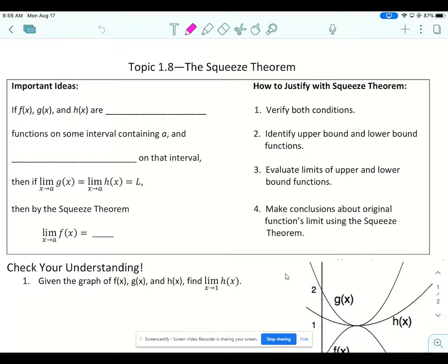In this lesson, we're going to talk about the squeeze theorem. And to use the squeeze theorem, there are certain conditions that have to occur.